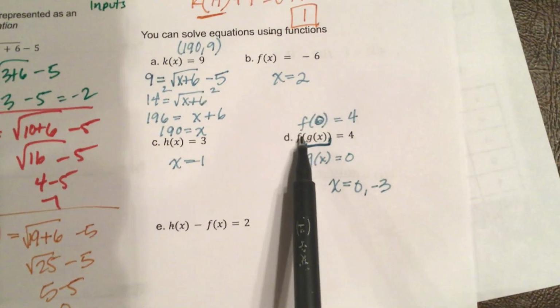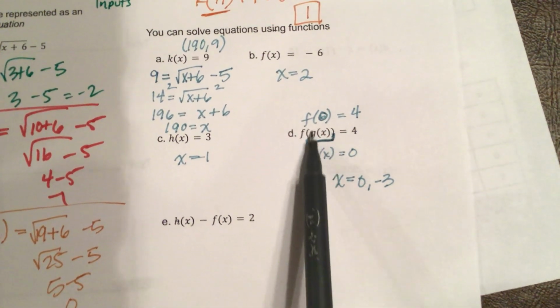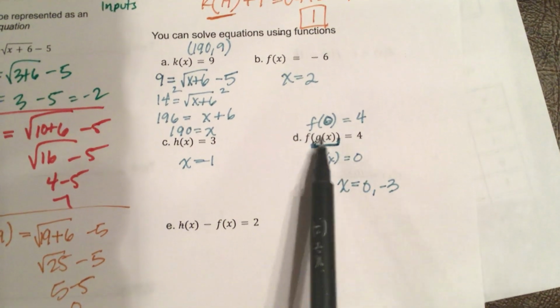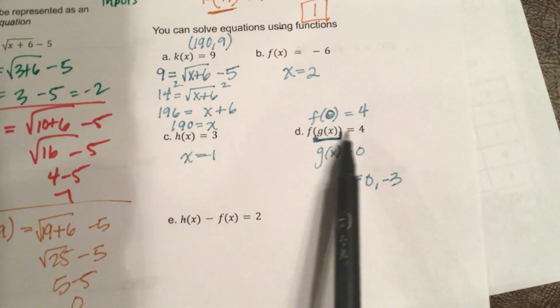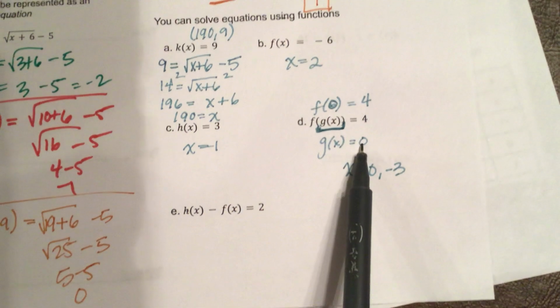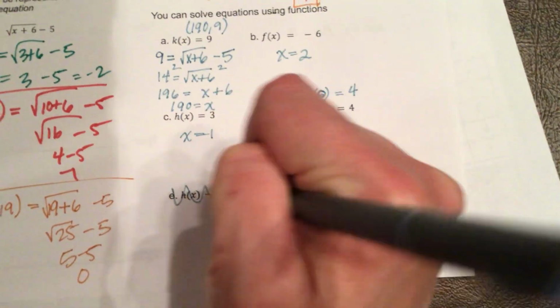So again, the strategy here was to think of this as just one value, like f of x equals 4. In order for us to get an output of 4, we have to have an input of 0, which meant g of x had to equal 0. In order for that to be true, x has to be 0 or -3. You can cross off letter E. We're not going to do that one.